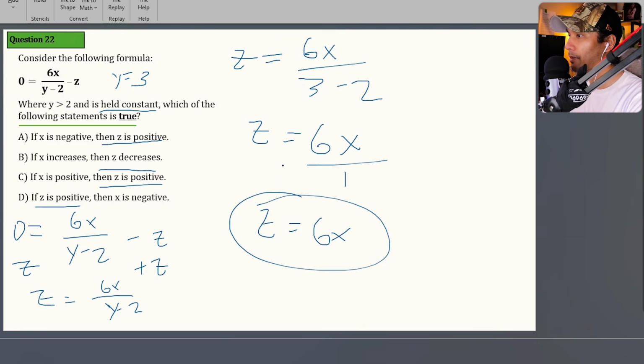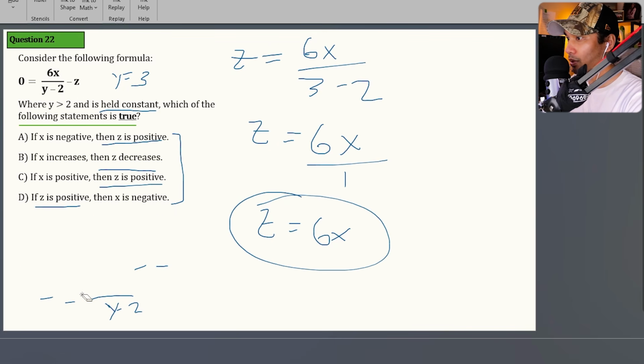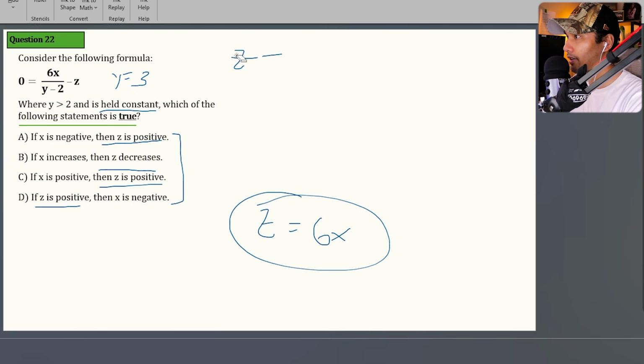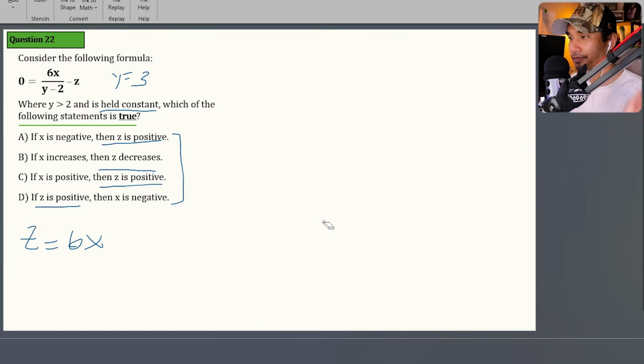So now this is what I'm going to be working with, and I'm going to be plugging in numbers in this equation to figure out which statement is true. So remember z equals 6x, as I erase everything here. So I have z equals 6x. Okay, perfect. So let's go ahead and plug some numbers in.